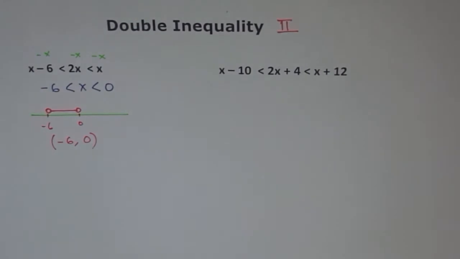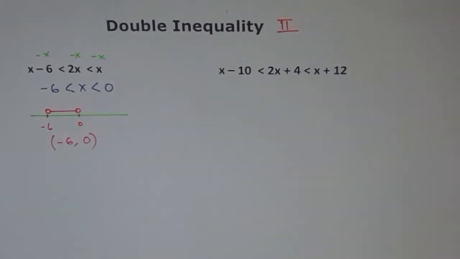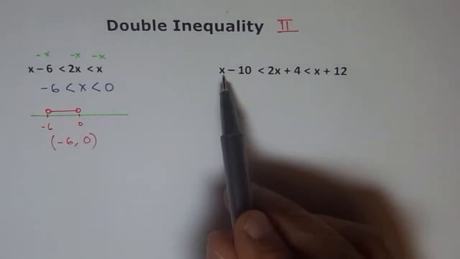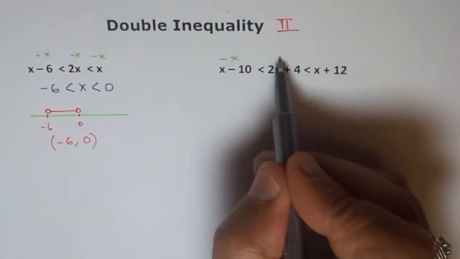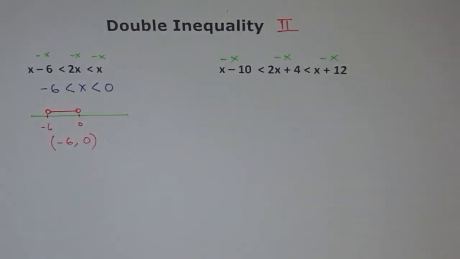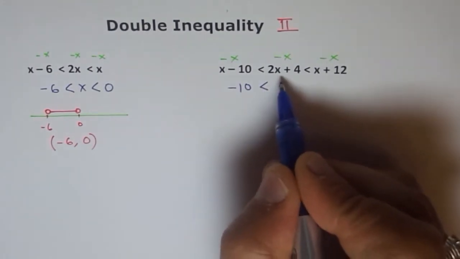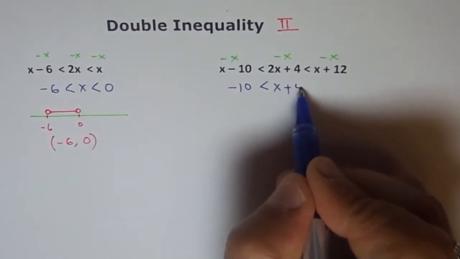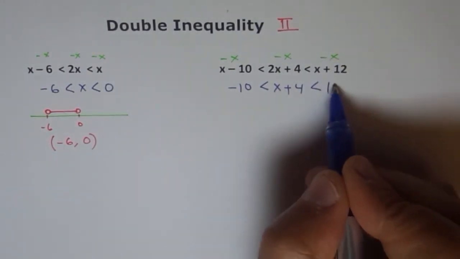Perfect. Now let me do the next one. Here again, I'm doing the same strategy. What is it? These are x's. I'm eliminating x's from this and this. So I do minus x from here, minus x from here, and minus x from here. Once I do it, I'm left with minus 10 is less than 2x minus x is x, plus 4 is less than x minus x is 0. You're left with 12. Correct.